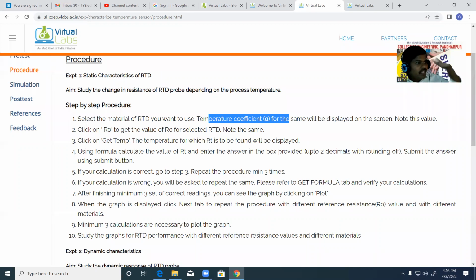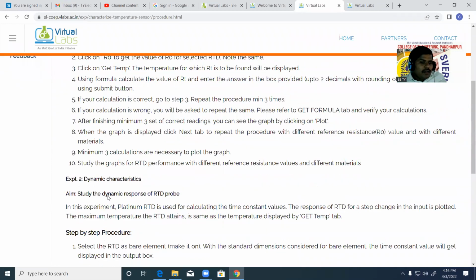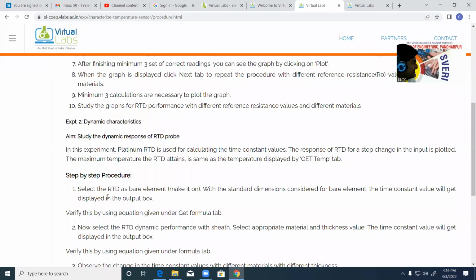Okay, see, minimum 3 calculations or 3 readings are necessary to plot a graph. Minimum 3 are needed, you can take maximum. If we check by using different material, calculate the value of RT and understand the graph. Now see, we want to discuss the dynamic characteristics, right? Study the dynamic response of the RTD element, that is resistive temperature detector element. We want to understand the dynamic characteristics. In this experiment, we are using platinum RTD material.